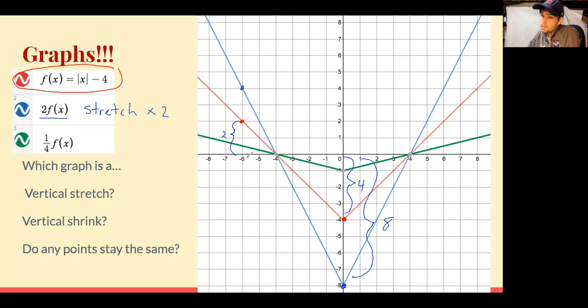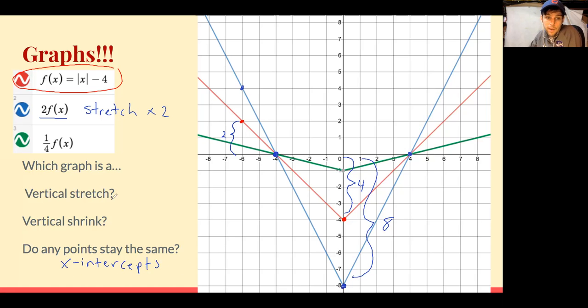Now, that does leave one situation. This point right here and its pair on the other side don't go anywhere, because they're currently 0 units away. They're on the axis. If we double that distance, doubling 0 is still 0. So these points remain fixed. Any x-intercepts will always remain fixed when we're doing a vertical stretch.